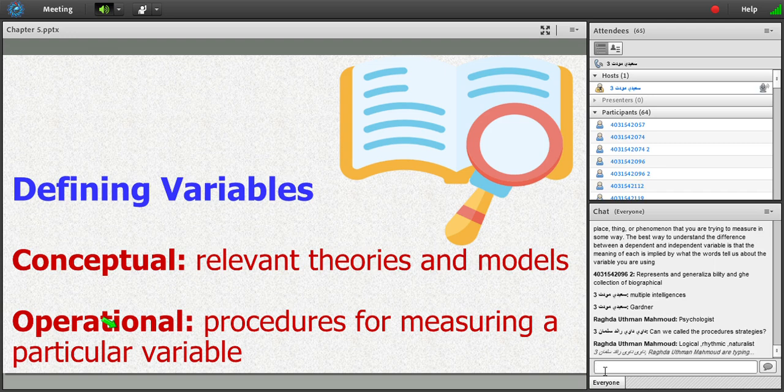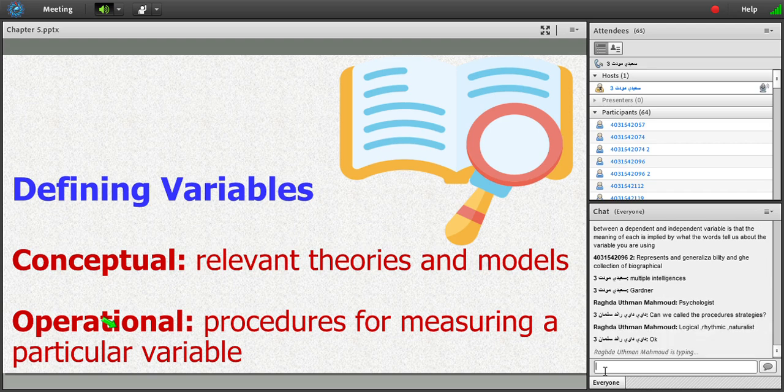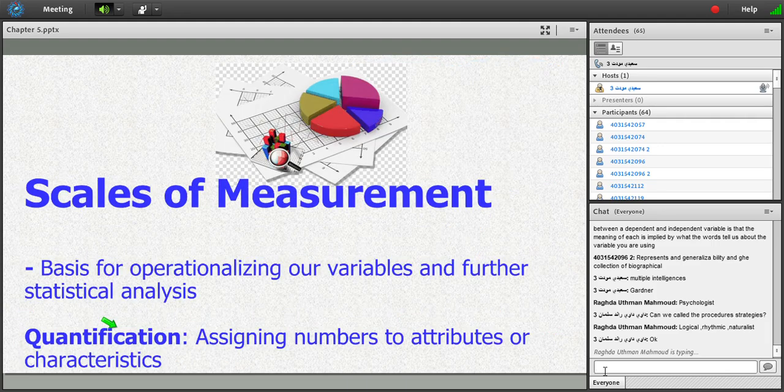Yeah, logical, naturalistic. These are the types of intelligences that we have. Yes. So do you like to watch a clip related to multiple intelligences before I explain the scales of measurement? Are you interested in knowing about multiple intelligences in our field of study?